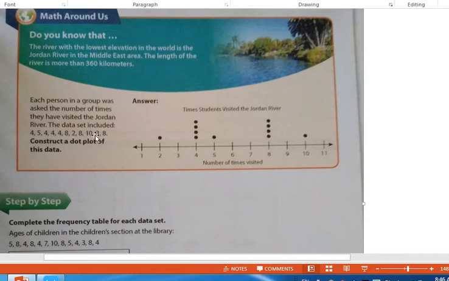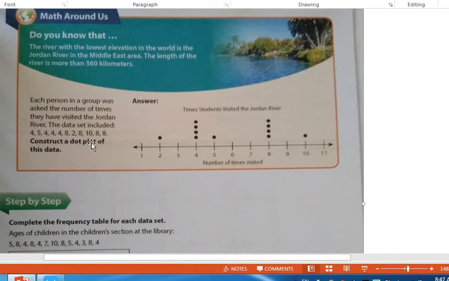The data set includes 4, 5, 4, 4, 4, 8, 2, 8, 10, 8, 8. So I have here the constructed dot plot of this data. Now I have this dot plot, the number of times visited the Jordan River. I have here from 1 until 11, and in between I have all the numbers. So I have here how many 2s, just one 2, and how many times does 3 appear? None.